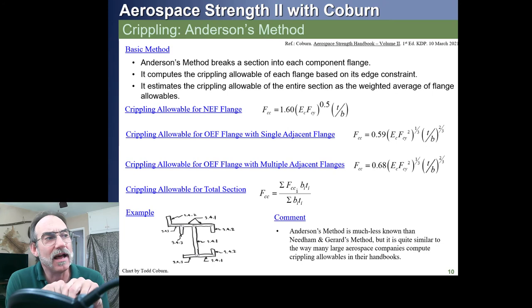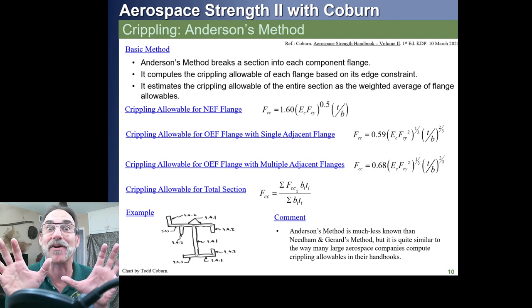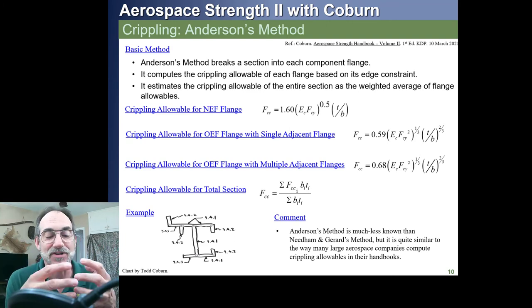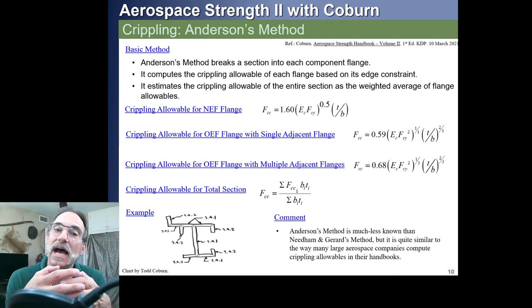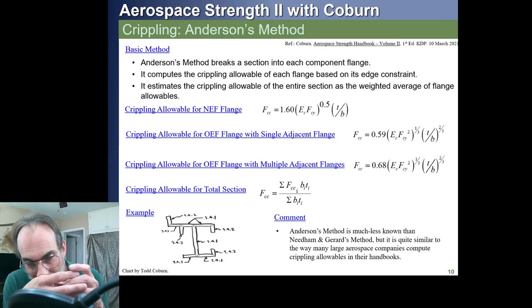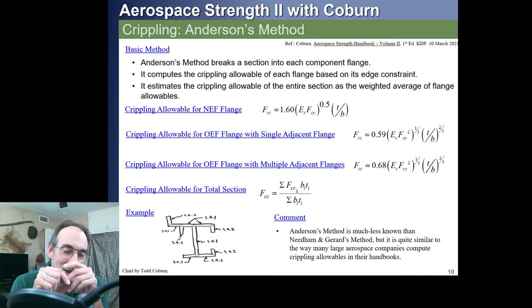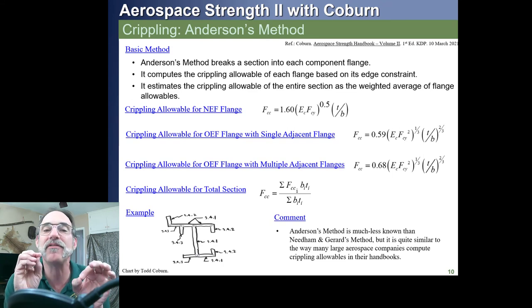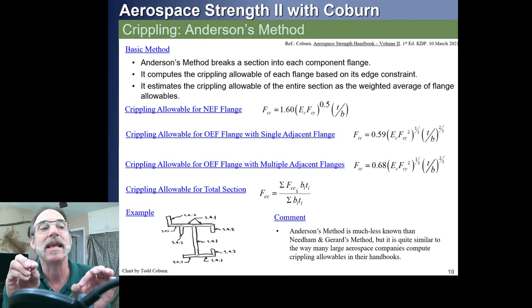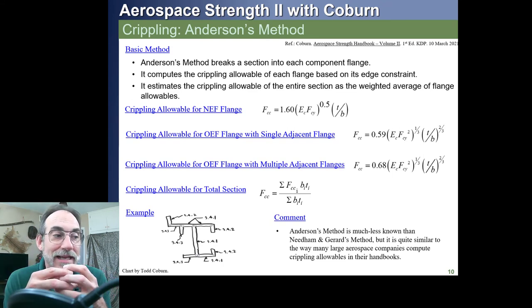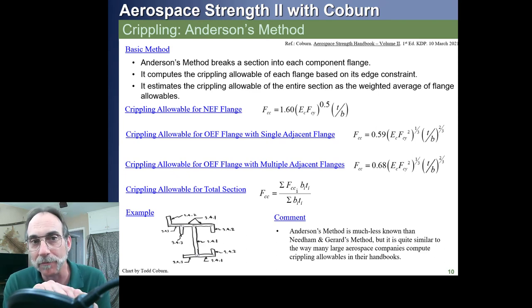All of them, you're going to notice when you start calculating crippling allowables using all these different equations, you're going to find out you get differing answers. They're similar. Sometimes one will be a higher, sometimes another will be a little higher. But this one, I believe, does the best job of accounting for each and every flange on its own merit and combining its contribution. It's simple, it's direct, and it's effective for evaluating crippling allowables.